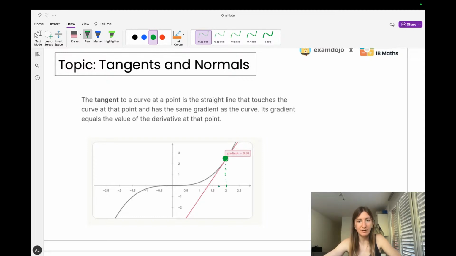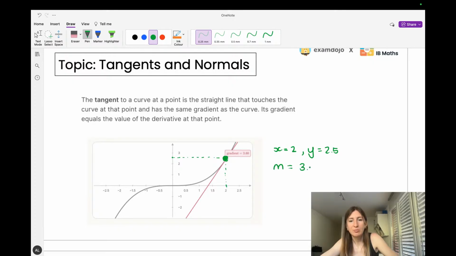So that point will always have an x coordinate that they'll most likely give you in the test. So here we have at the point x equals 2. We can find that that's at the point, I don't know, y equals 2.5 maybe. Just guessing where that is. And the gradient is 3.60. So m is 3.60. I hope I've read that right. It's very small. So these are the 3 pieces of information that we need to find the equation of our tangent, our x1, our y1, and our gradient.